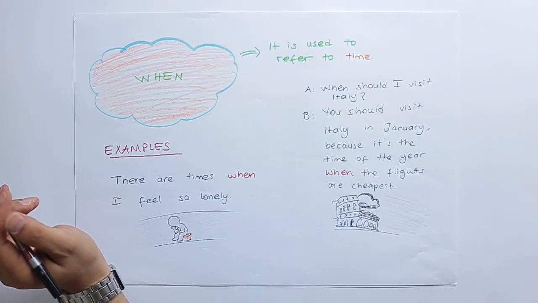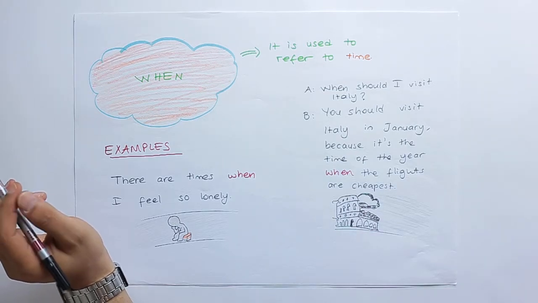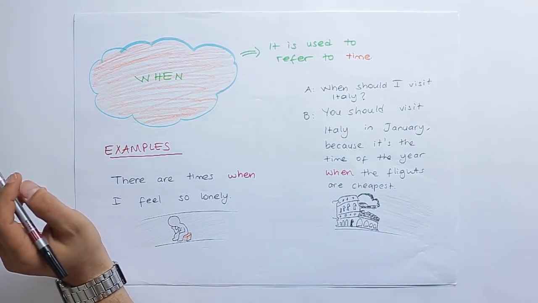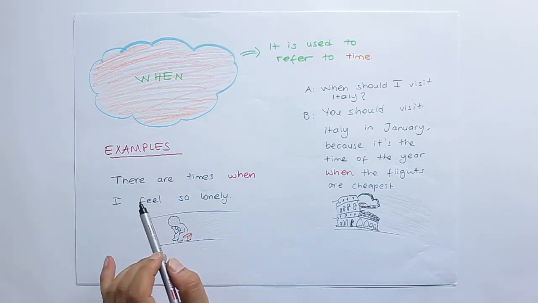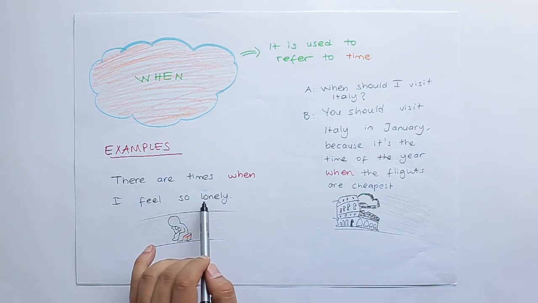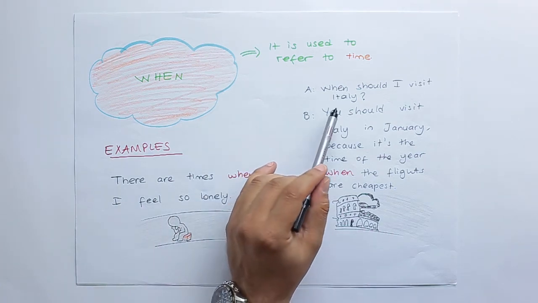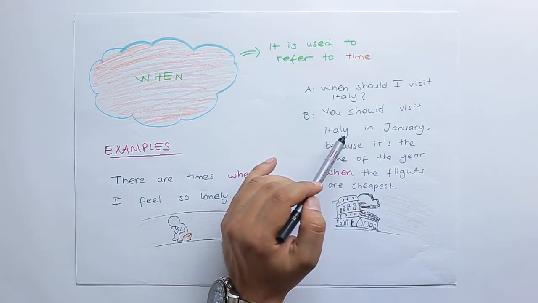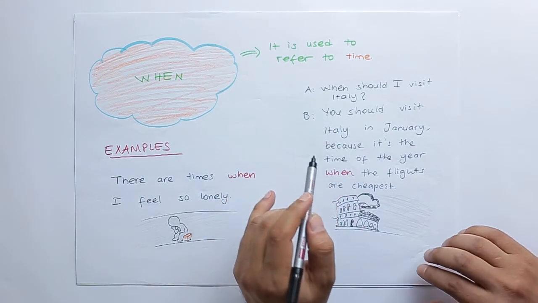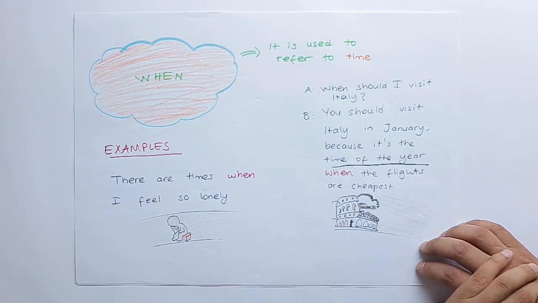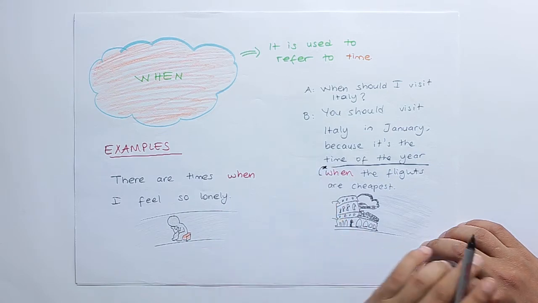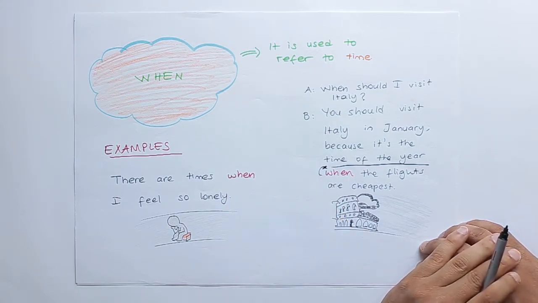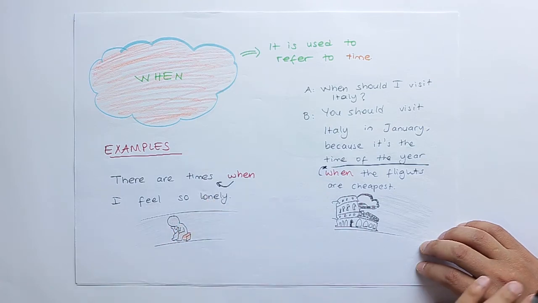The other one is when. When is used to refer to time. Okay? Let's read the examples. There are times when I feel so lonely. Or when should I visit Italy? You should visit Italy in January because it is the time of the year when the flights are cheapest. Be careful here. When refers to what? It refers to time. Okay? And also here it refers to what? It refers to time. Be careful about here, everybody.